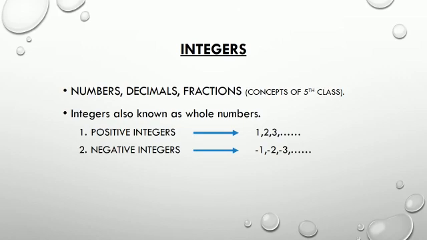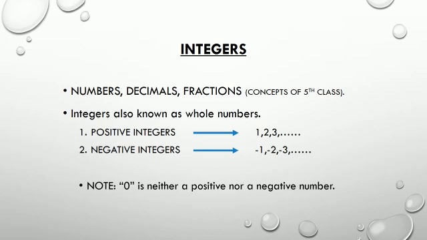Students, you have learnt about numbers, decimals, fractions and some other concepts in 5th class. Now it is time to learn about integers. I tell you, integers are also known as whole numbers. There are positive integers like 1, 2, 3 and so on. And there are negative integers like -1, -2, -3 and so on. So numbers can be positive and negative. But remember students, 0 is neither a positive nor a negative number.